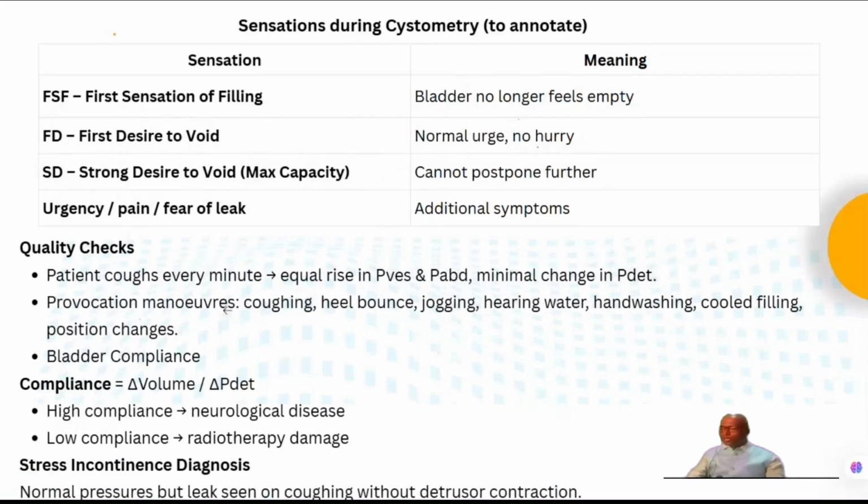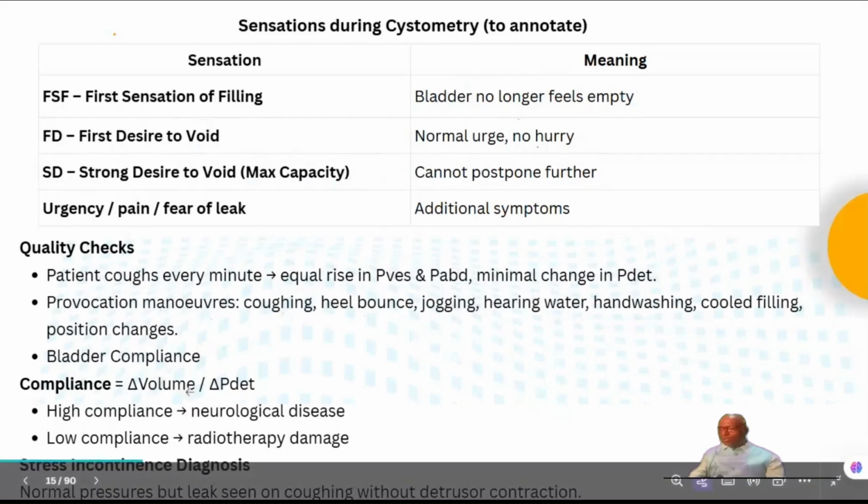So provocation maneuvers such as coughing, heel bounce, jogging, hearing running water, hand washing, cooled filling, and position changes. These are the various provocation maneuvers that we can perform. And we need to see the bladder compliance also. What is compliance? That is delta volume per delta P detrusor. Per unit change in volume, divided by the change in P detrusor. That is the compliance.